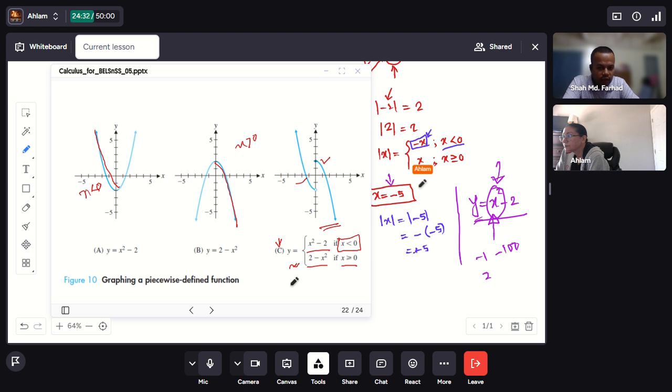What does it mean by a piecewise function? How can you explain it? What is a piecewise function? Simply, if we explain it, a piecewise function is basically a combination of two or more functions, right?